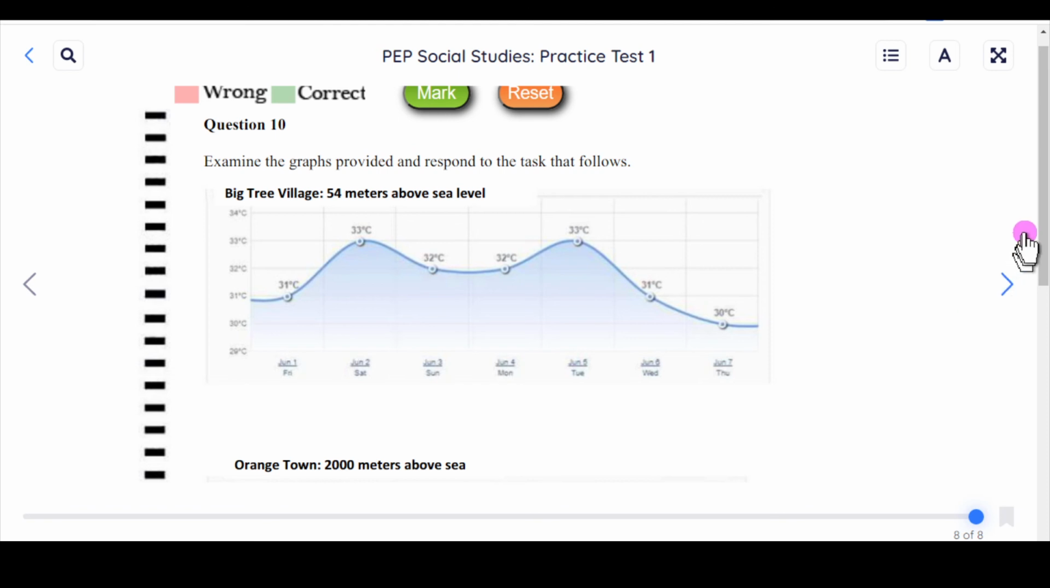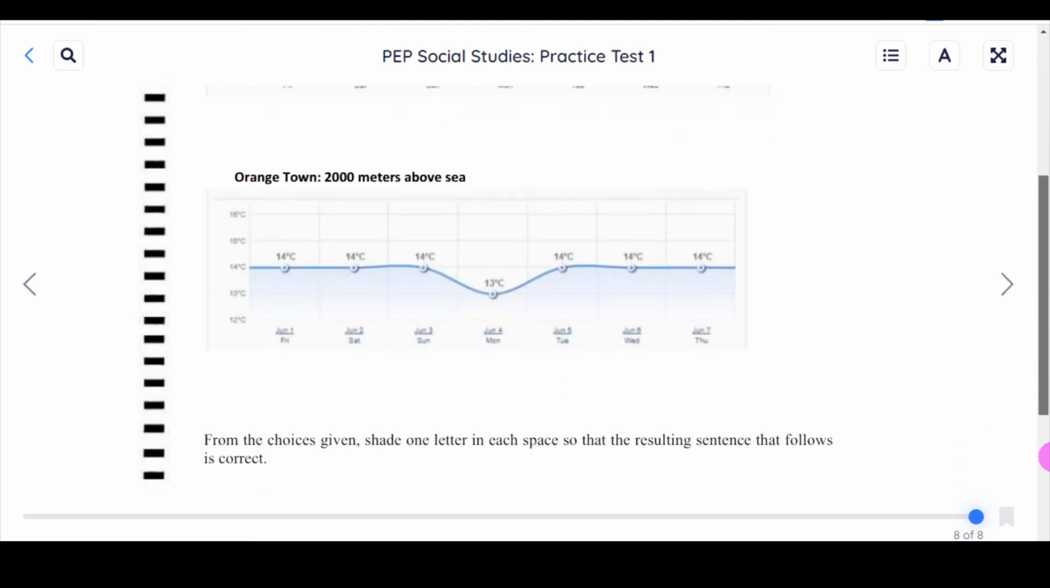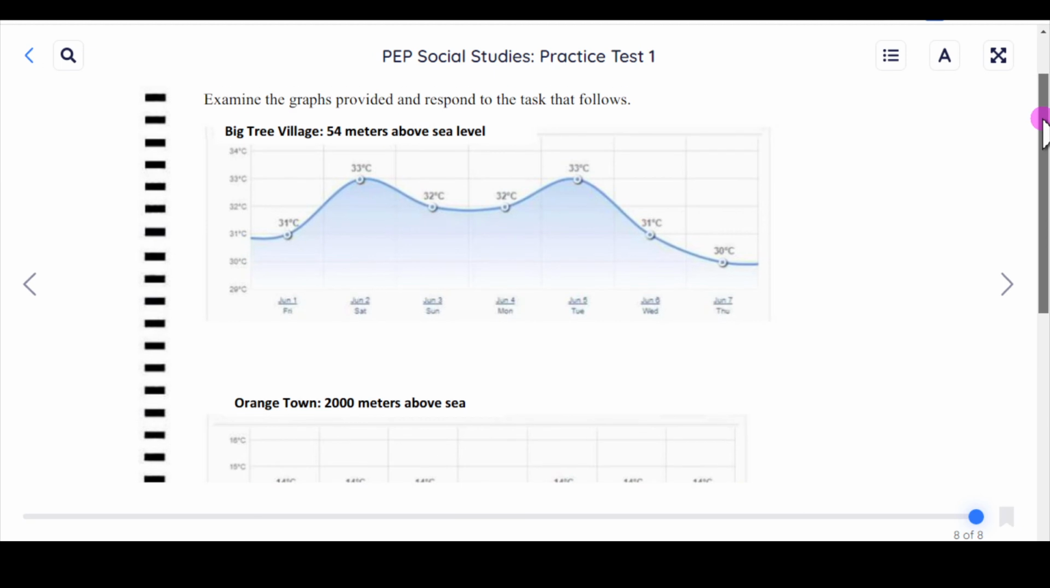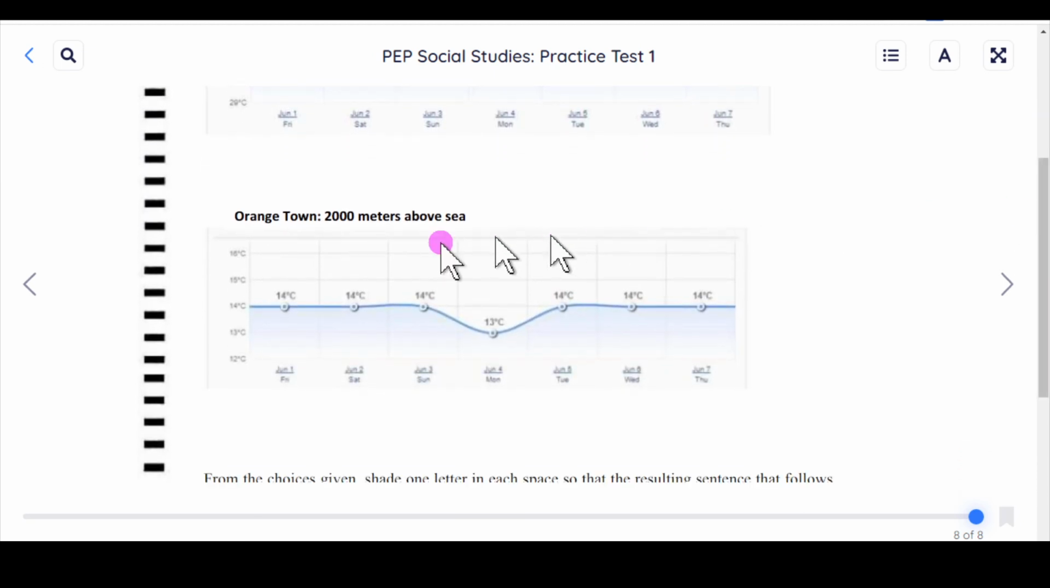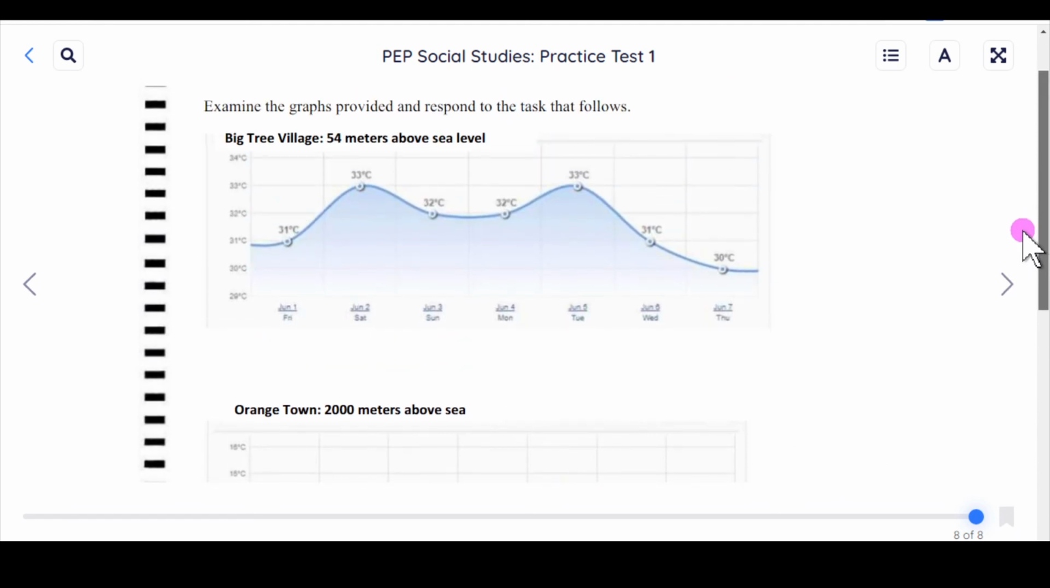All right, next one. Let's go down to Orange Tone. This is 2,000 meters above sea level. So this one is higher. This is only 54 meters, and this is much higher. This one looks more consistent, right? Same setup. 14, 14, 14, it dropped to 13. What month is this? This looks like July. It dropped to 13.